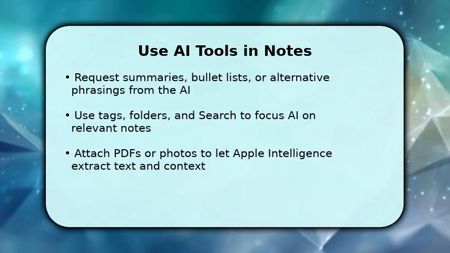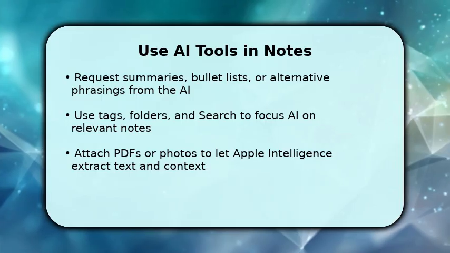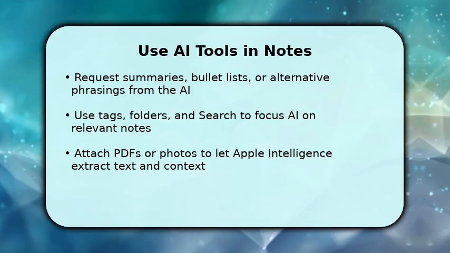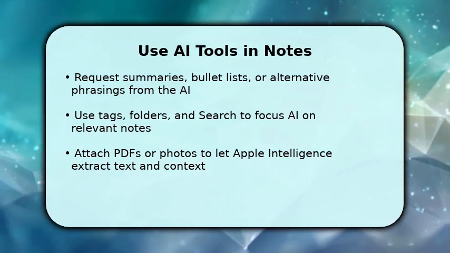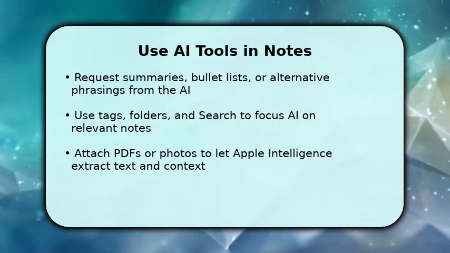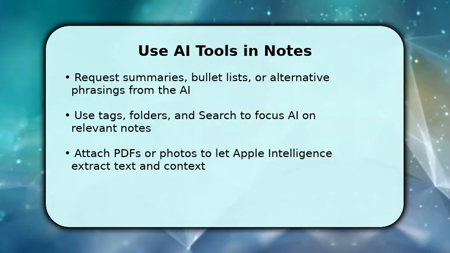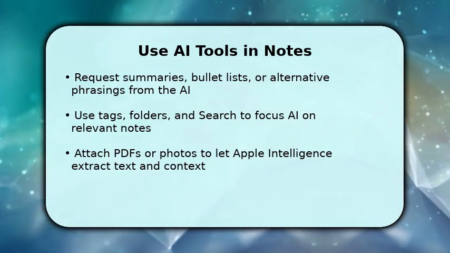Ask the assistant for a concise summary, a prioritized task list, or a rewritten paragraph with a specified tone. Make sure to use tags and folders so search narrows results and the AI pulls from the right context. If you added PDFs or photos, use the extract text or scan features so the assistant reads those contents.